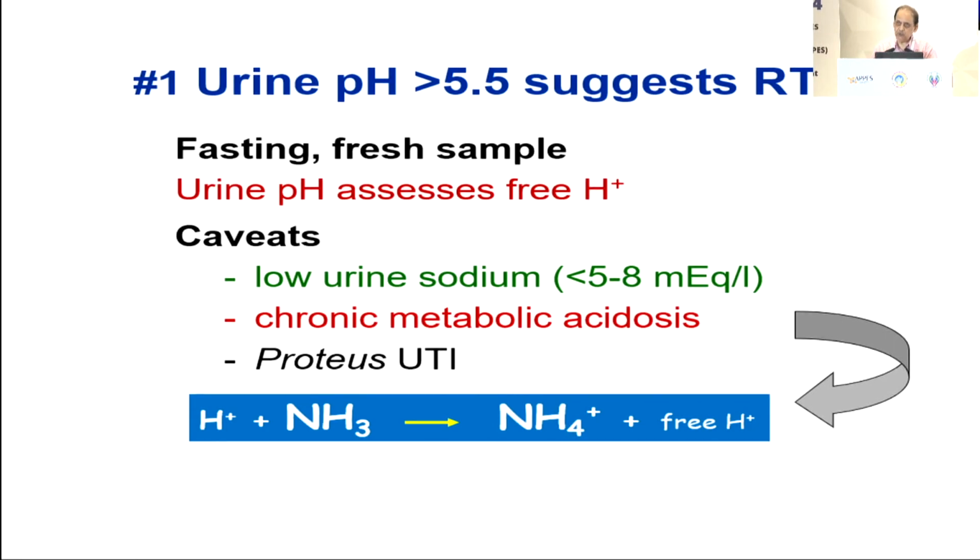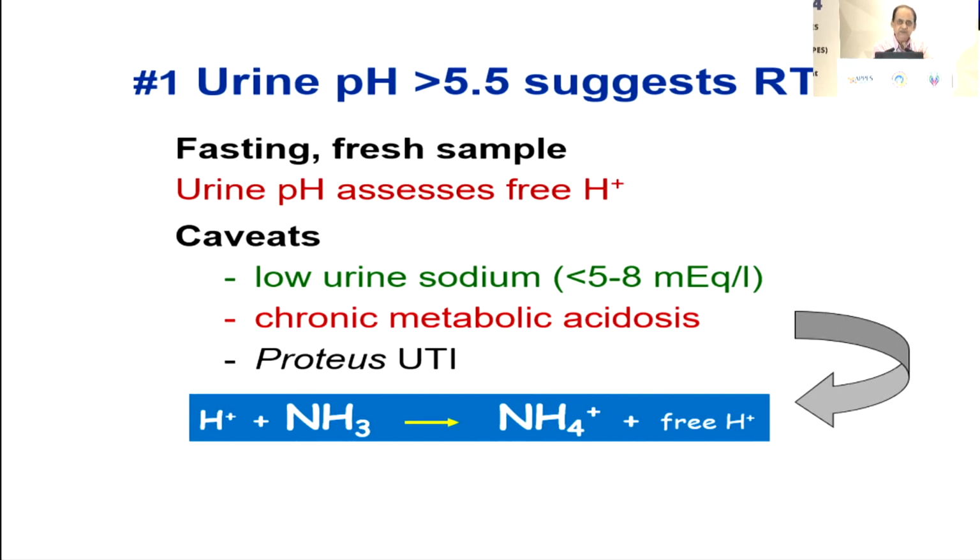And that's a test that you normally would do. But remember that when you're looking at the urine pH, don't use a strip. It should be done with a pH meter. The strip is just too insensitive to pick it up. The only thing is that please remember that urine pH is just measuring the free hydrogen ions. And as I told you in the first slide, the kidney is handling or secreting hydrogen ions as titratable acids and ammonium. So this is only looking at one component of the hydrogen ion secretion. And there are some caveats that you should remember.